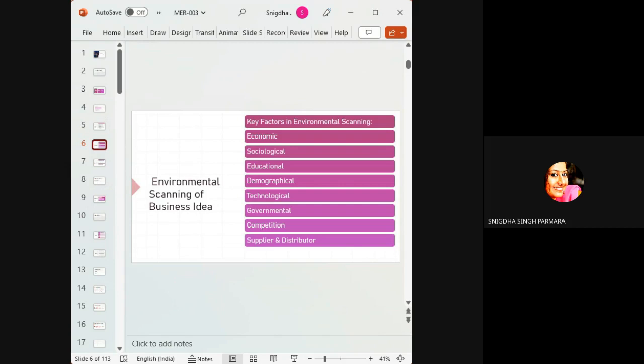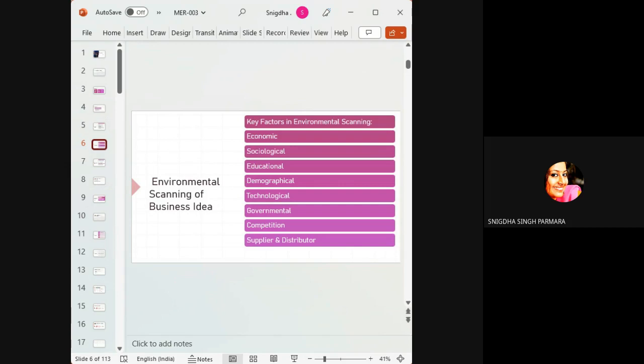So scanning of the environment helps them in checking if the product or service that would be the result of a business idea will be acceptable or not. What would be the opportunities and the threats underlying those products or services or those business ideas. So that is why environmental scanning of a business idea is important. Through environmental scanning, you figure out the opportunities and threats underlying.